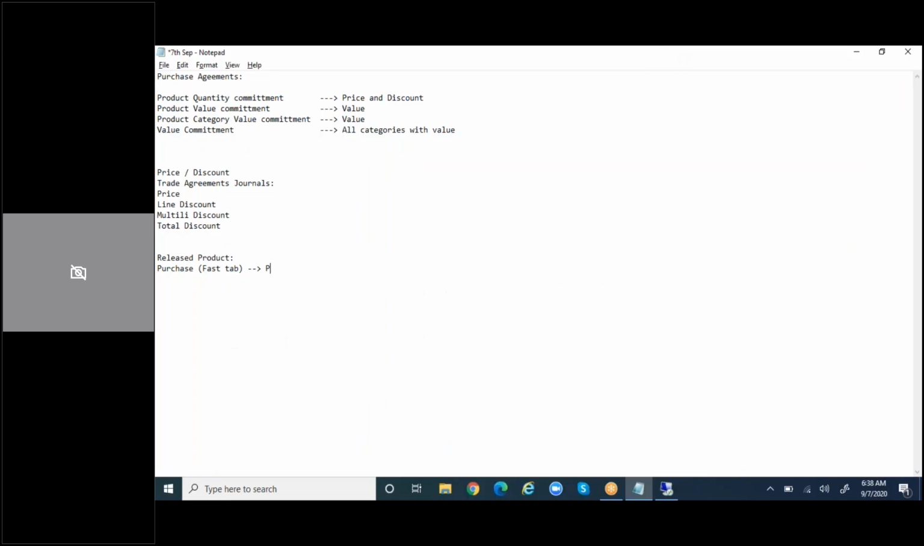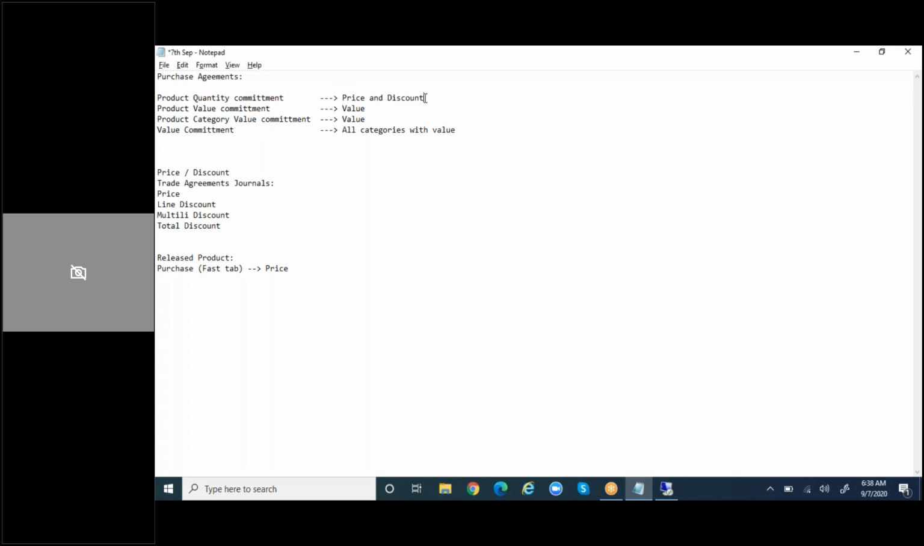Price is available. So now how will the system recognize which one should be selected? There is a confusion whenever I'm creating a purchase order. The price is available here, here, and here. Which price will be selected? So the first priority is always purchase agreements. If you are attaching a valid purchase agreement, valid means within that timeline, then the price will be captured from here.